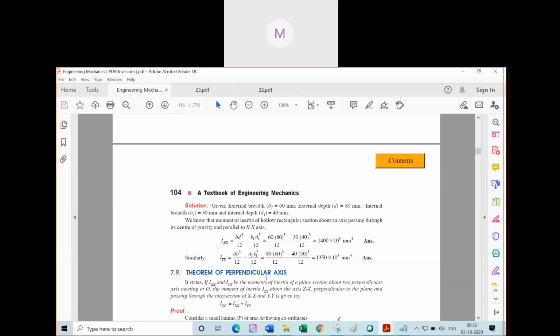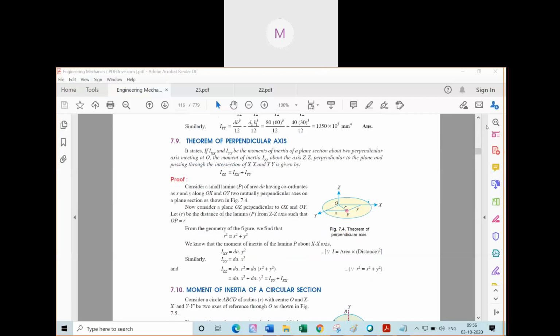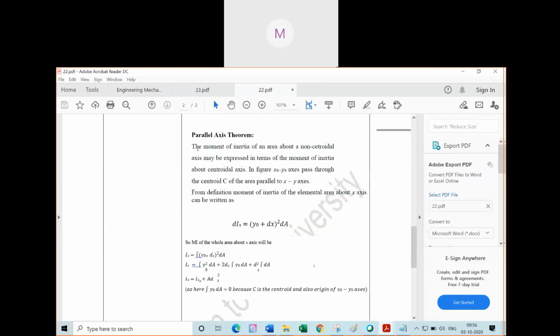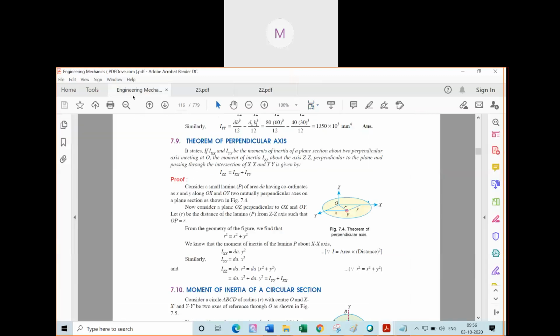Now, what you have to do is, today, just let us see the perpendicular axis theorem now. So what is actually the perpendicular axis theorem? In the last class also we discussed it in this video, my class notes: parallel axis and perpendicular axis. So there are two theorems. Now perpendicular axis theorem means what?